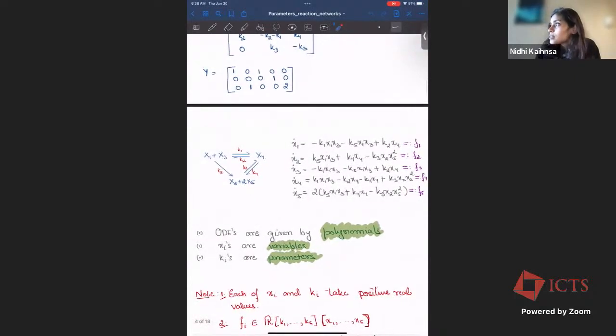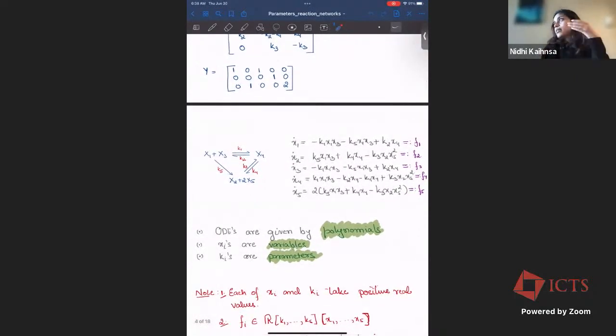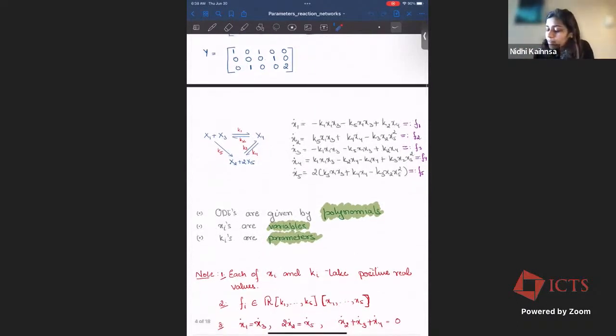Because we are often interested in biochemical implications of these equations, our xi's and ki's will always be restricted to positive real values, because only positive concentration of some species makes sense; negative concentration doesn't make sense in terms of chemical reaction networks. Again, fi's are our polynomials in variables x1 to x5, and coefficients are dependent on k1 to k5.